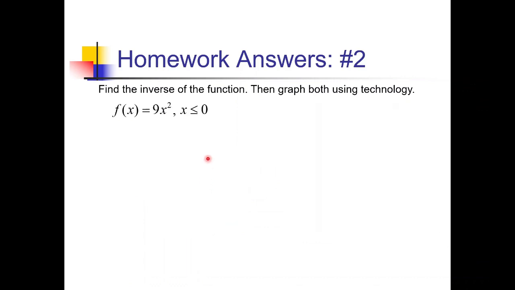For this one, we're trying to find the inverse of this quadratic function, which has a limited domain so that we can actually find the inverse. So let's switch x and y. We have x equals 9y squared. And now let's solve for y.